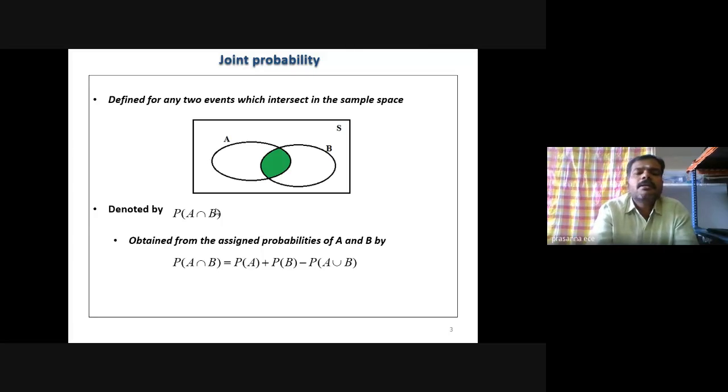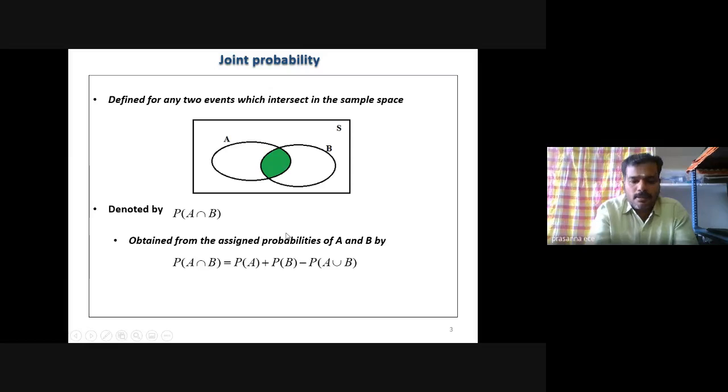The previously seen A intersection B events are like the probability of occurrence of the sequence of events. Now what we are seeing here is the probability of occurrence of two events defined simultaneously in a sample space. So P of A intersection B is the joint probability of A and B. That is defined as P of A intersection B equals P of A plus P of B minus P of A union B.